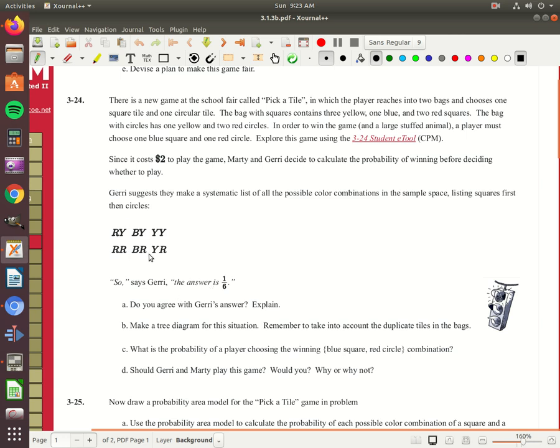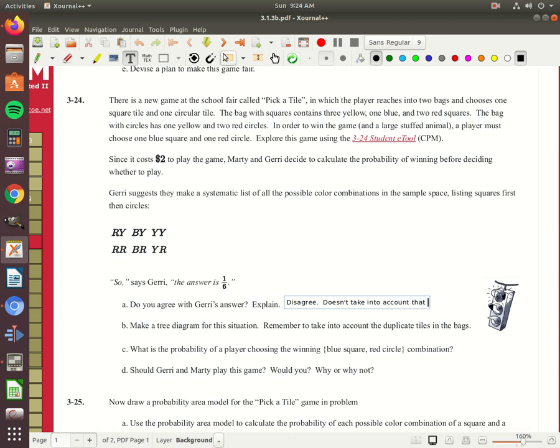So Jerry says there's a 1 in 6 chance of winning. Do you agree with Jerry's answer? I would say no. I disagree. It doesn't take into account the odds, right? There's more yellow squares than there are blue ones and red ones. It doesn't take into account that some squares or circles, colors happen more often, or there are more of them, right?